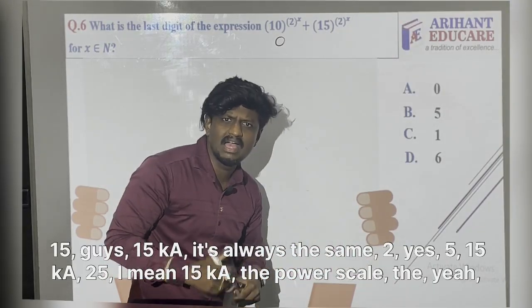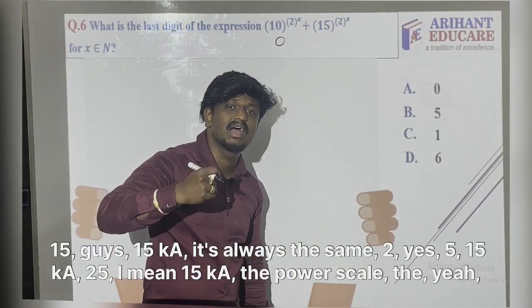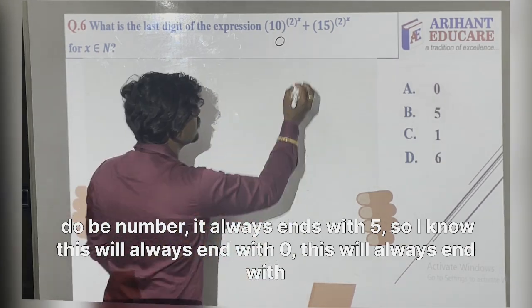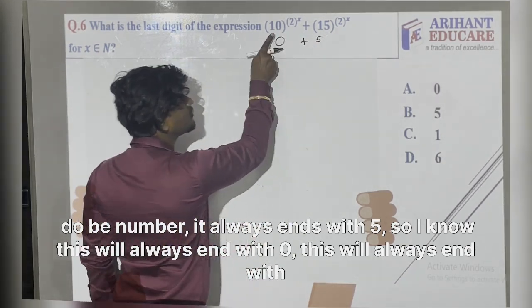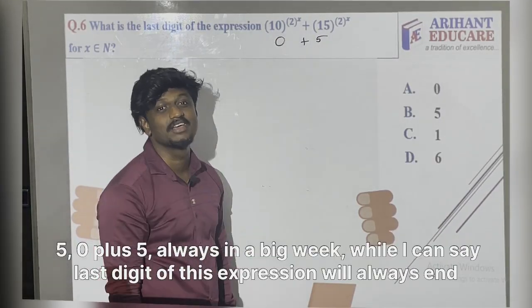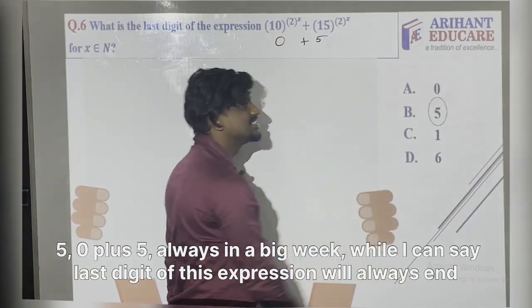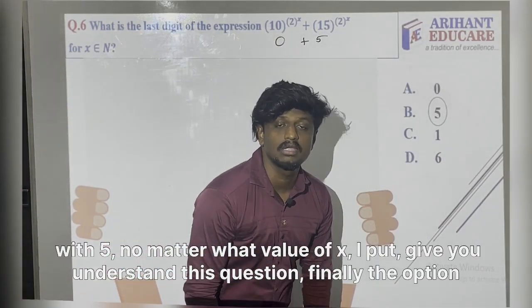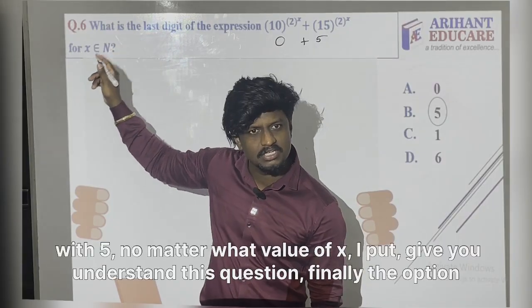15 का square is 225. Again, 15 का भी powers क्या होता है, या जो भी number है, it always ends with 5. So I know this will always end with 0. This will always end with 5. 0 plus 5 is always going to give me 5. I can say the last digit of this expression will always end with 5 no matter what value of x I put. Did you understand this question?